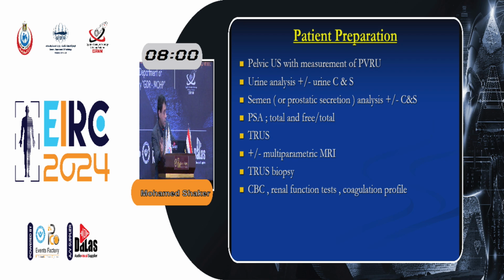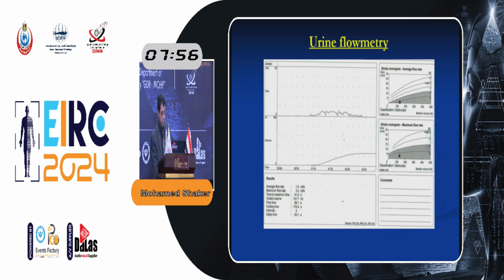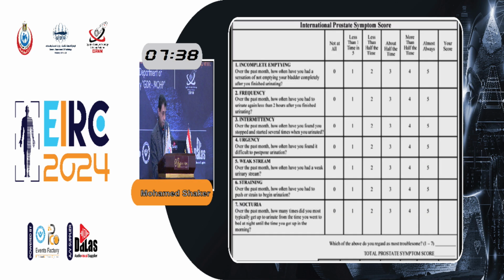And the routine investigations before any transcatheter maneuver: CBC, renal function tests, and coagulation profile. Urine flowmetry is also done, not as routinely, of course, but if there is doubt about which is the main symptom of the patient, whether obstructive or irritating, so we do urine flowmetry, and if Qmax is less than 15 milliliters per second, this patient is indicated for intervention.